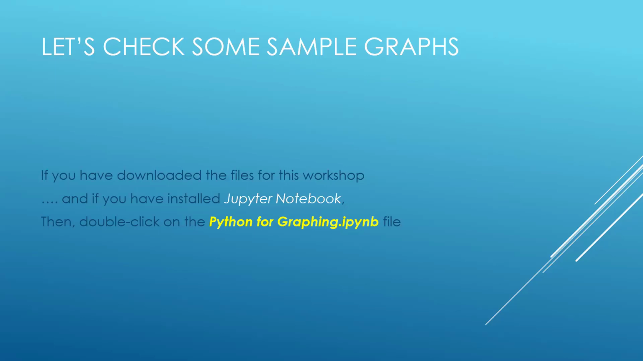So at this point, if you had the files that you need to do this, and you weren't just kind of looking on with me, you could start up your Jupyter Notebook file by just locating it and double clicking on it. And that file will be called Python for graphing IPYNB. So obviously you can't do that right now, but I have, so I'm going to jump over to that. So just give me a second while I set that up.